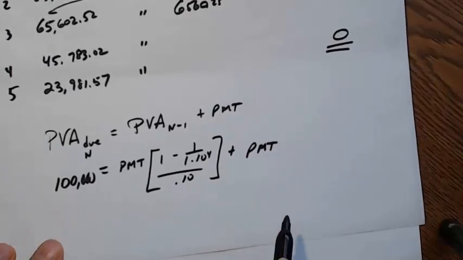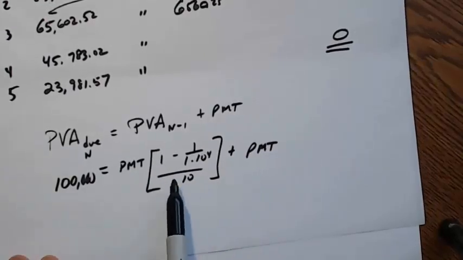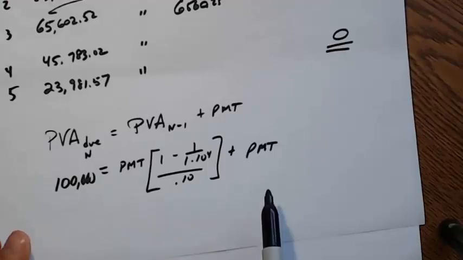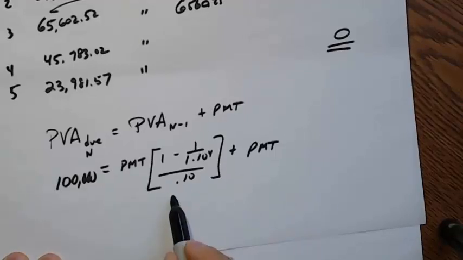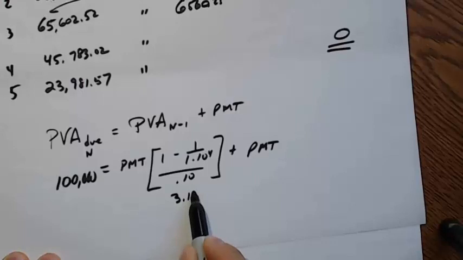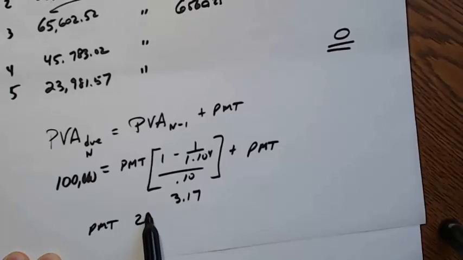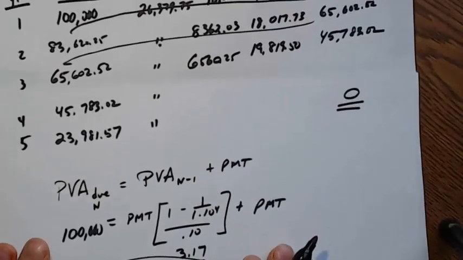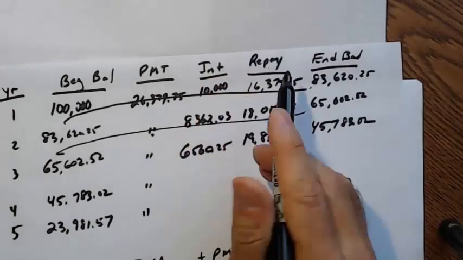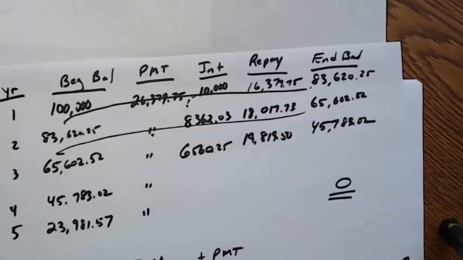So really what you're doing is you're solving for payment. So you got one equation with one unknown. And so this whole thing turns out to be 3.17 here. And solve for payment. Payment turns out to be 23,981.59. Which is less than the 26,000 we were dealing with up here earlier, right?